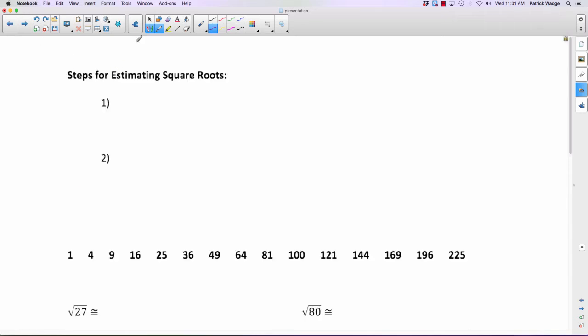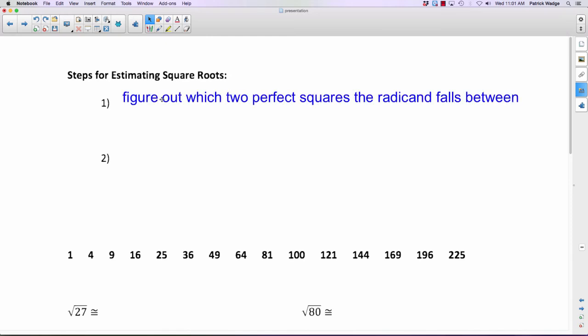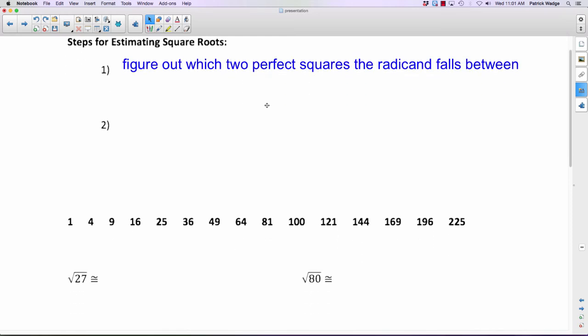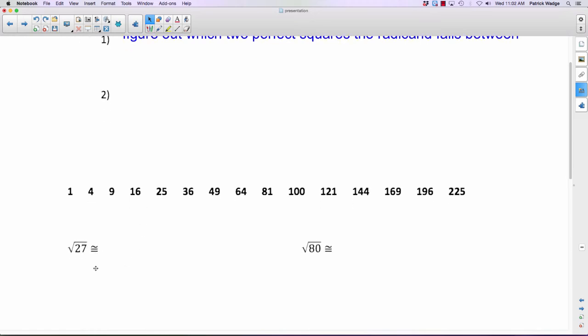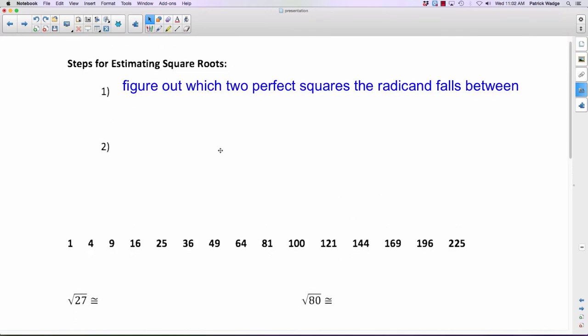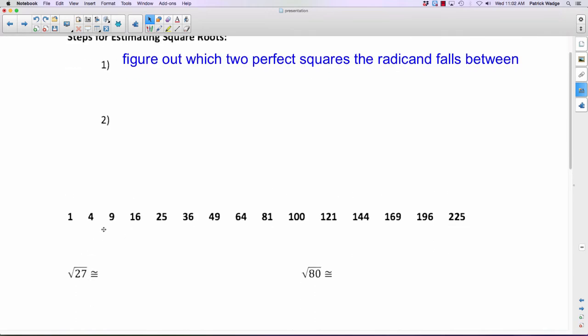But first, I'll give you the steps because I know some people love writing down steps. Step 1. Figure out which 2 perfect squares the radicand falls between. So maybe I'll just show you in the next one right here. We have square root of 27. So which 2 perfect squares in our list, which I have very handily included for you again over here, which 2 perfect squares does it fall between? I'll try to be neater this time. 27 falls between 25 and 36, doesn't it?